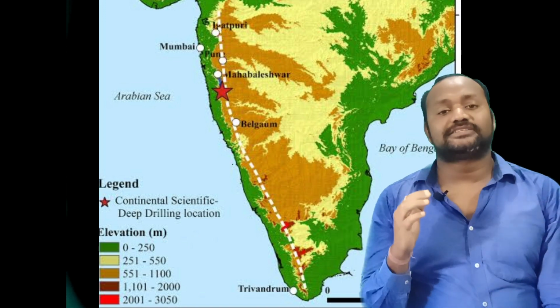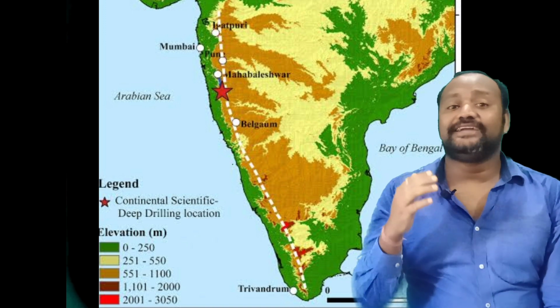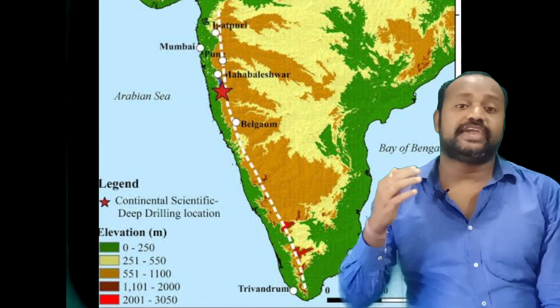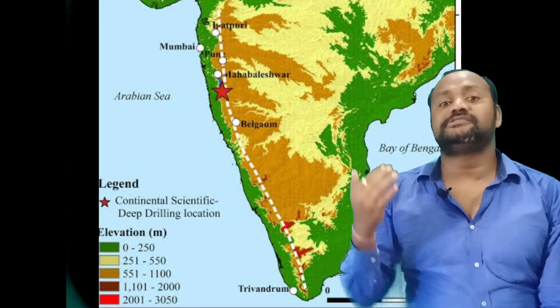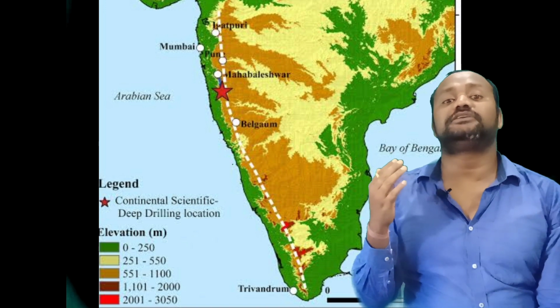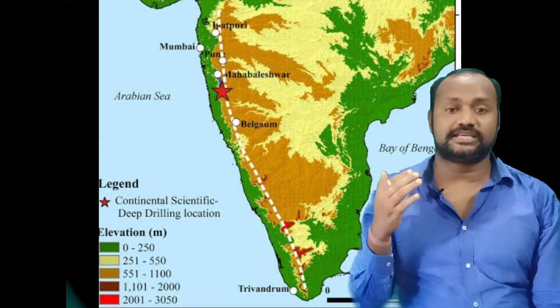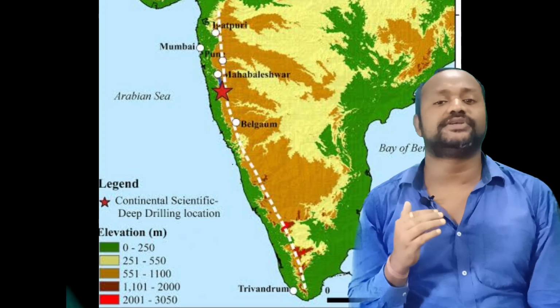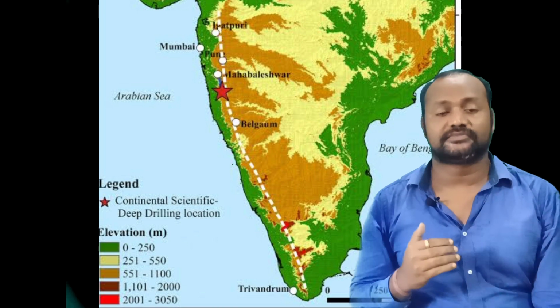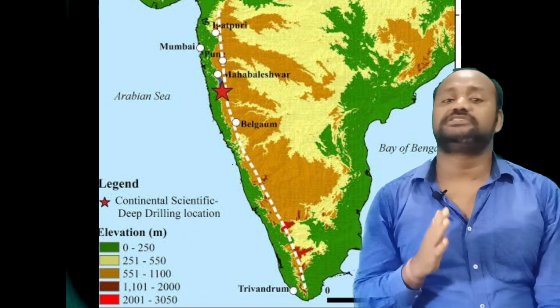The height of the Western Ghat increases from north to south. That means in the north the height of the Western Ghat is comparatively less, whereas in the south the hills of the Western Ghat are higher. The Western Ghat is a continuous chain of hills. It is cut only through passes. No single river cuts the Western Ghat.